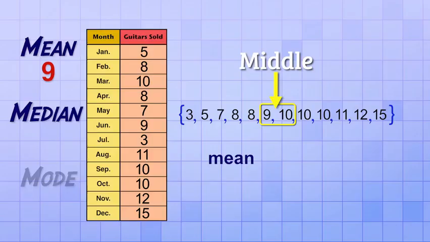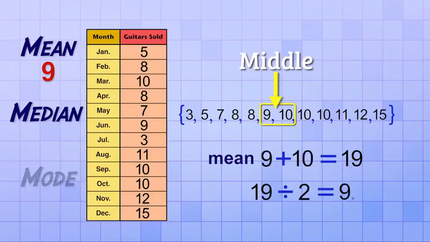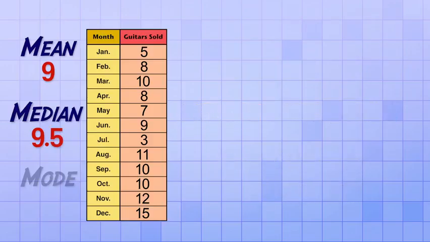So we need to take the mean of 9 and 10. That's easy. 9 plus 10 equals 19, and then 19 divided by 2 is 9.5. So the median number of guitars sold is 9.5. That means that in half of the months, he sold more than 9.5, and in half of the months he sold less than 9.5. Last of all, let's identify the mode of this data set, if there is one.